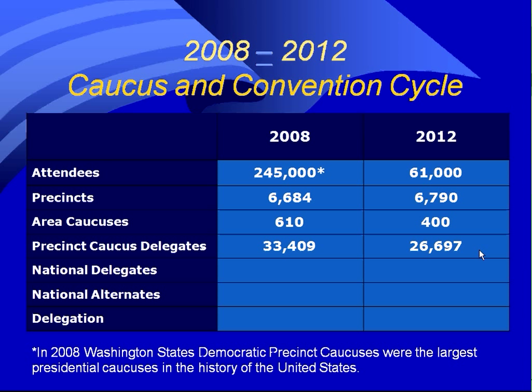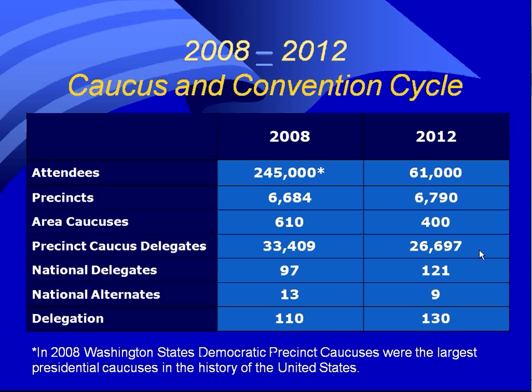Now there are a couple of steps between precinct caucus delegate and national delegate, and I'll explain these in a few minutes. But at the end of that process, our delegation in 2008 was 110 people. It's 97 national delegates and 13 national alternates.